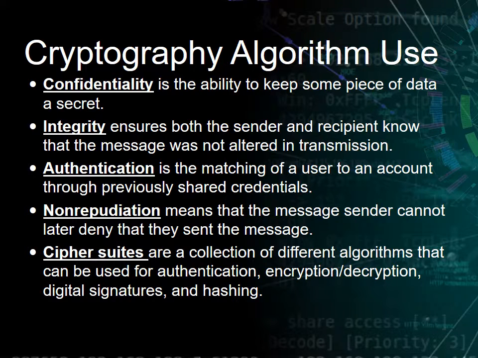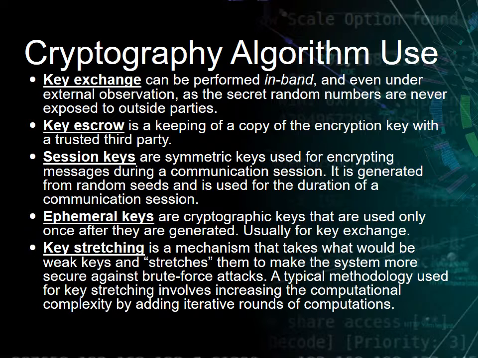Other cryptographic uses are key exchange, which can be performed in band and even under external observation, as long as the secret message is never exposed to the outside parties. Key escrow is keeping a copy of the encryption key with a trusted third party, and they probably protect that with encryption as well. Session keys are symmetric keys used for encrypting messages during a communication session. It is generated from random seeds and is used for the duration of a communication session. So it's kind of like that one-time pad that we talked about earlier.